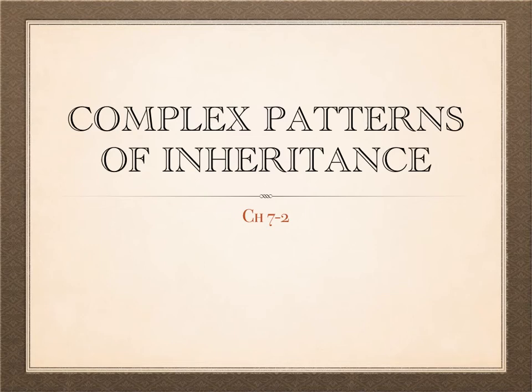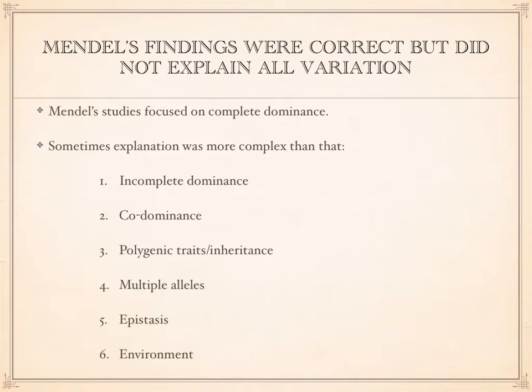Section 7.2, Complex Patterns of Inheritance. In the last chapter, we were talking about Mendel's findings with his patterns of inheritance, which were correct, but they didn't explain all variations. Mendel focused on complete dominance, where he had the either-or traits. It was either purple flowers or white flowers, or tall plants or short plants.